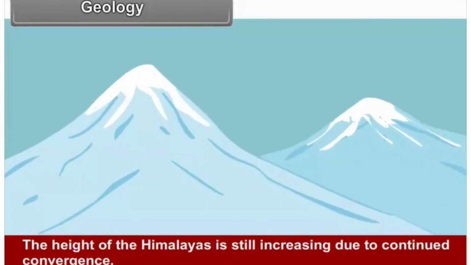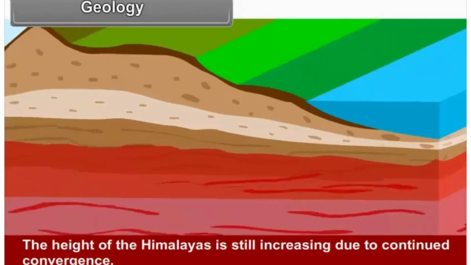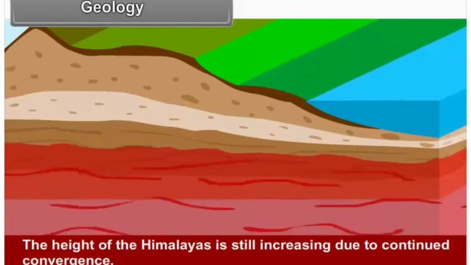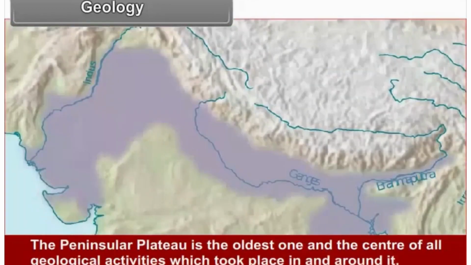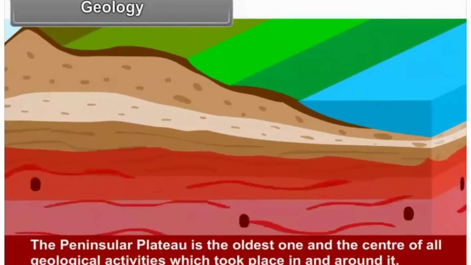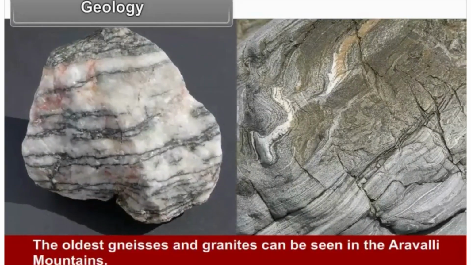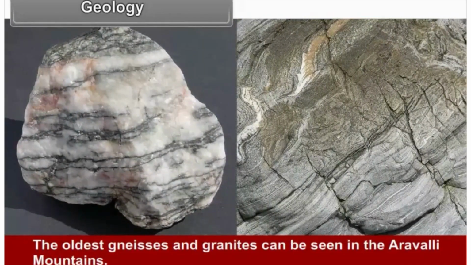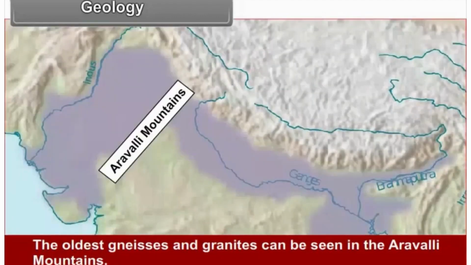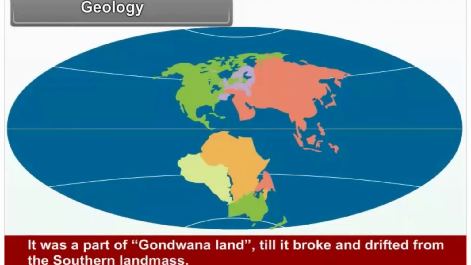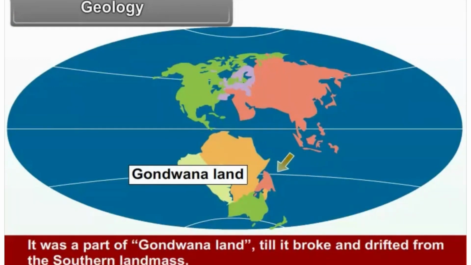The height of the Himalayas is still increasing due to continued convergence. The Peninsular Plateau is the oldest one and the center of all geological activities which took place in and around it. The oldest gneiss and granites can be seen in the Aravalli Mountains. It was a part of Gondwana land till it broke and drifted from the southern land masses.